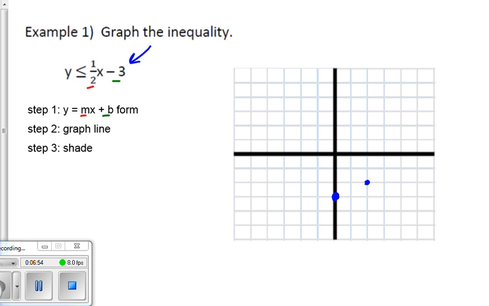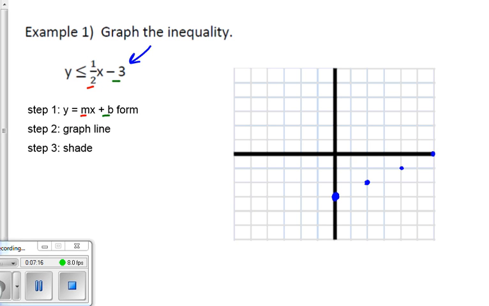Moving left to right, up 1 over 2. Use the same up 1 over 2 from this point. We'll go up 1 over 2 to here. Up 1 over 2, and it gets us right here. Okay, so this is kind of the outline of what our line is going to look like. It's going to match up with these points.